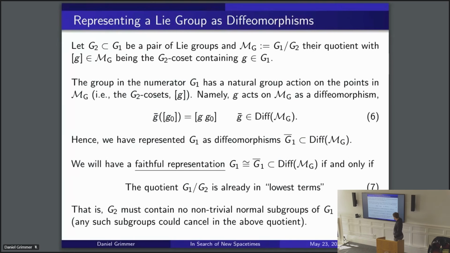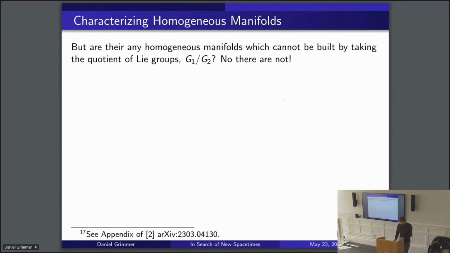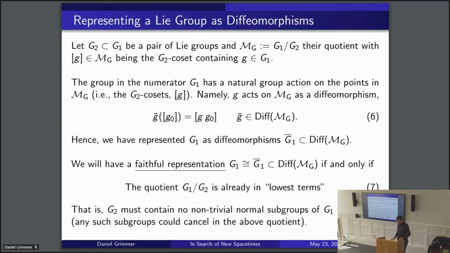And this representation is going to be faithful if and only if the quotient's already in lowest terms. Okay, if there were any non-trivial normal subgroups of G1 inside of G2, then there would be a cancellation and it interferes with things. So we're always going to assume we're working in lowest terms. Okay. G2 doesn't have to be normal in G1. No, G2 does not have to be normal in G1. Just the opposite. It has to be anti-normal. It has to contain no normal subgroups.